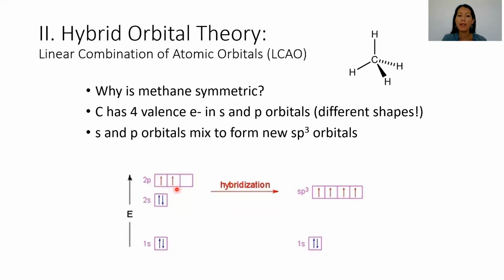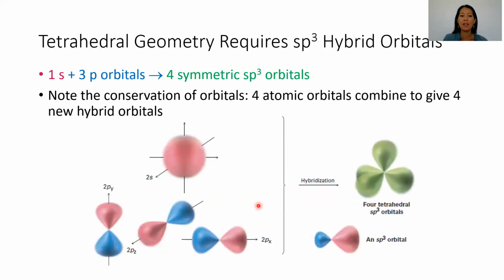The way that we explain that is we mix them or hybridize them to form four of the same type. So you mix an S and three Ps to form four new sp3s. You can see this visually here, the spherical and then the p orbitals blending to form these new sp3 orbitals, and these arrange in a tetrahedral fashion around a carbon center. So that definitely explains the symmetry involved in forming methane.